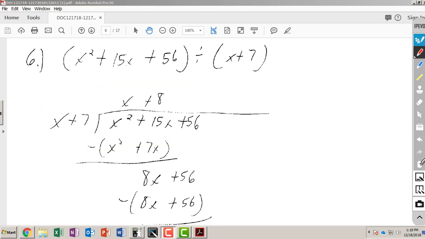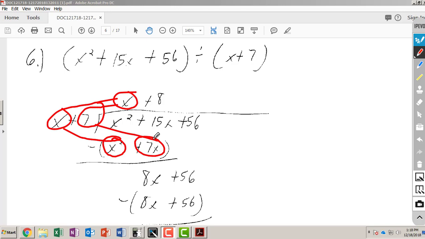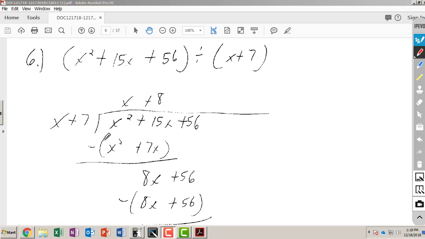Then you look at this very first term and ask yourself, what times x will give me x squared? Well, that answer is x. Now we'll multiply. I'm going to take x times x, which is x squared, and write it right here. Then x times 7, which is 7x. I put parentheses and subtract. So x squared minus x squared is 0. 15x minus 7x gives me this 8x right here.